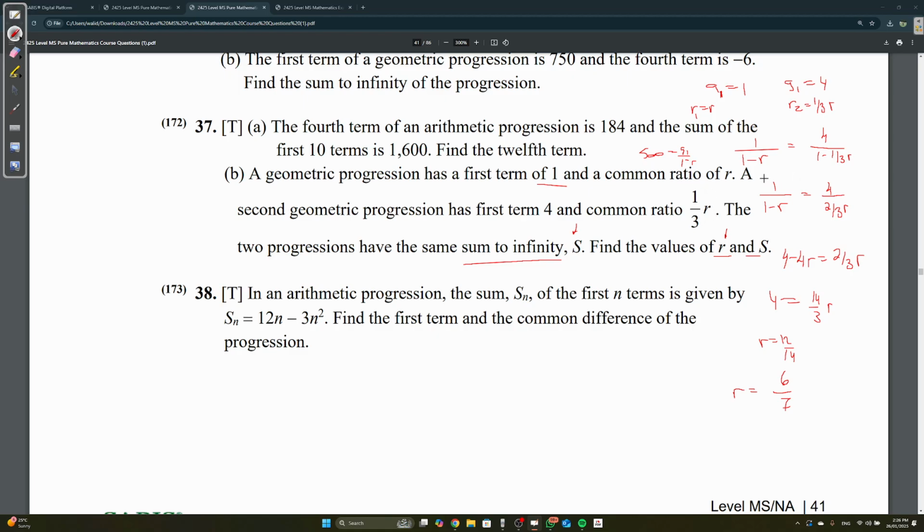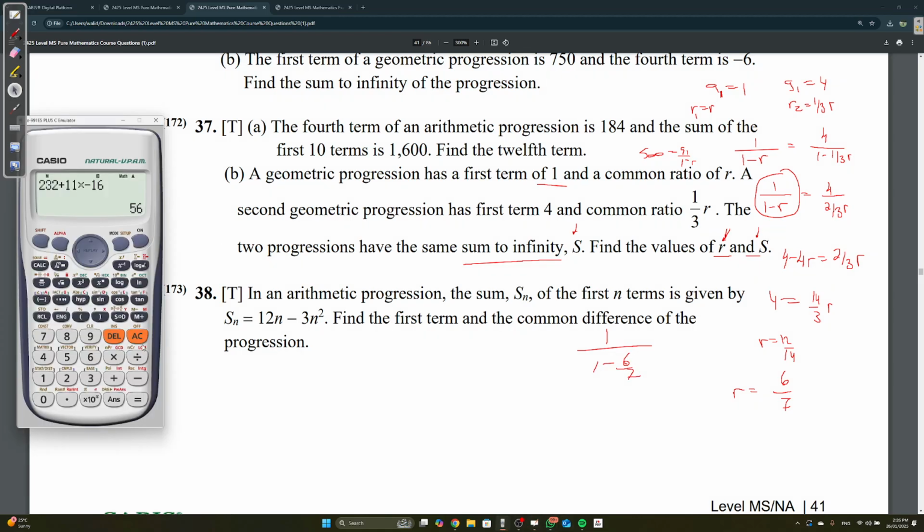Now, can I find the sum to infinity? Of course I can. They want us to find r and the sum to infinity. So let's use this one, this one looks easier to work with. So 1 over 1 minus 6 over 7. So you're going to get 1 over 1 divided by 7, should be 7. So the sum to infinity will be 7.